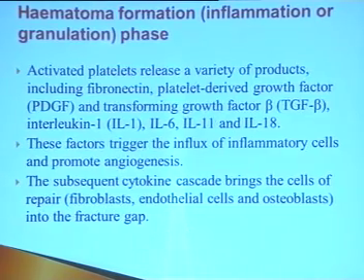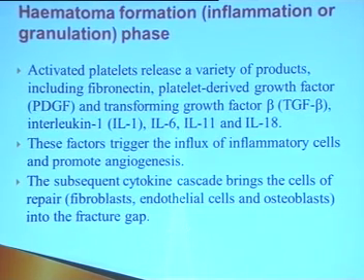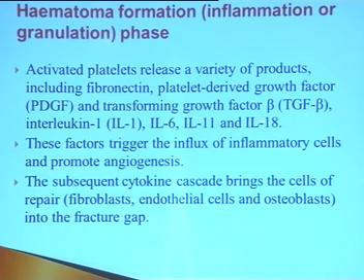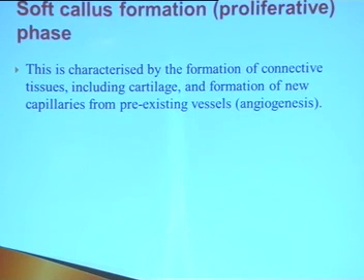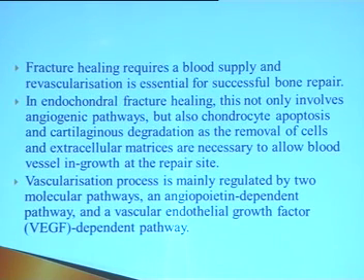In the hematoma phase or inflammation phase, it is PDGF, fibronectin, TGF-beta, and interleukins that have a role, and they trigger the influx of inflammatory cells. In the fracture hematoma stage, VEGF and interleukin 6 have a role, and if we facilitate them therapeutically, then fracture healing might be enhanced. In the soft callus formation stage, there is connective tissue, and angiogenesis is required. So those factors which produce angiogenesis may be useful. And fracture healing requires blood supply, so here VEGF and the angiopoietin dependent pathway will be helpful.